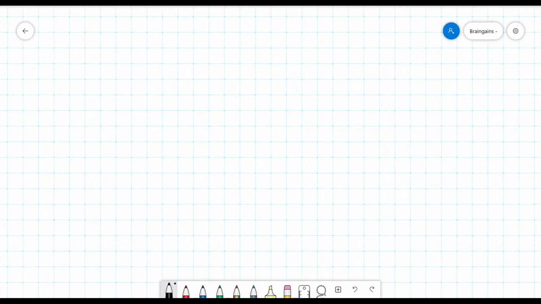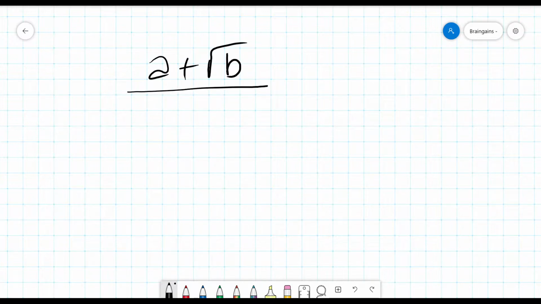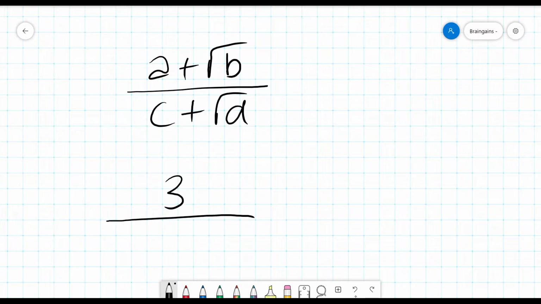We're going to be rationalizing the denominator, which means that we would usually see a fraction of the form a plus root b divided by c plus root d. And we would need to make the denominator a whole number. So let's work with the example 3 divided by 6 minus root 2.